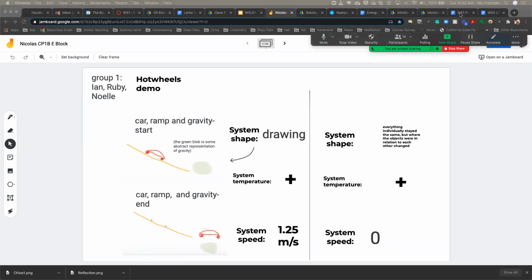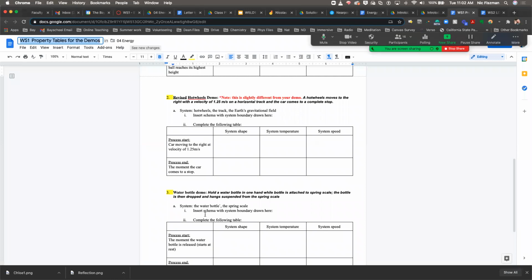the text. So let's be clear on what the problem says. So it's a Hot Wheel, right? So we have to be clear about the process. The process starts: the Hot Wheels car moves to the right with a velocity of 1.25 meters per second on a horizontal track, and the car comes to a complete stop, right?